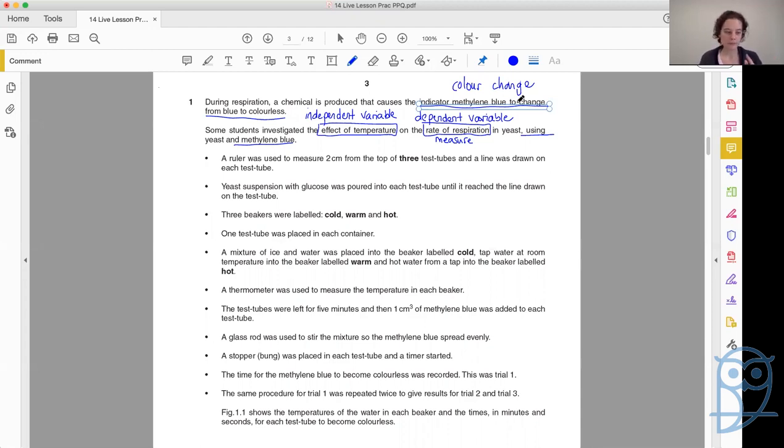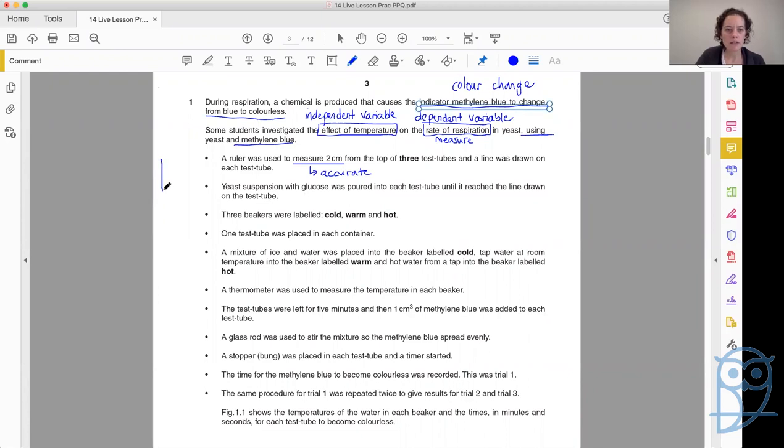Okay, so they then tell us that a ruler was used to measure 2 centimeters from the top of 3 test tubes, and a line was drawn on each test tube. Well, measure 2 centimeters, that's quite nice and accurate. They didn't just say, put it in until. They told us it's exactly 2 centimeters, so we must draw this line. Okay, yeast suspension with glucose was poured into each test tube until it reached the line drawn on the test tube. Okay, but now we've got to think a bit, okay?